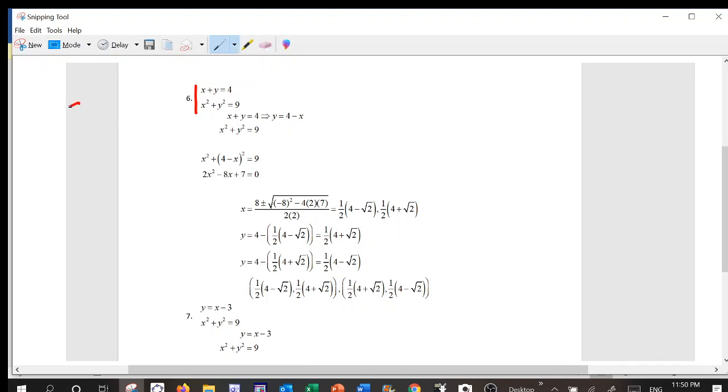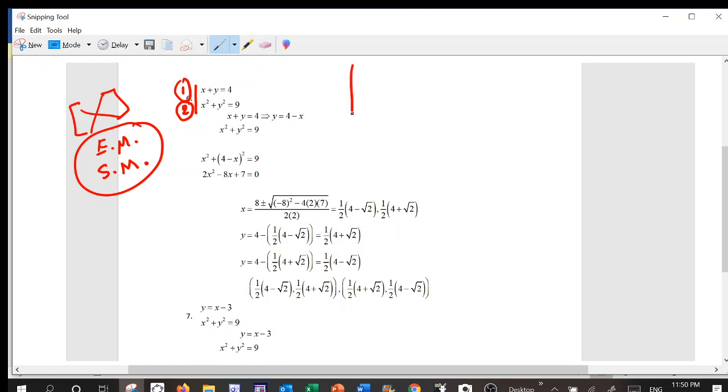So that matrix business that we talked about doesn't work anymore. So what we have to do, we have to use the elimination method and the substitution method. Remember those two methods, elimination and substitution. In this case, we can name these equations 1 and 2, right? So what we have is basically x plus y equals 4, and then we have x squared plus y squared equals 9. Now in the next chapter, we're going to talk about conic sections.